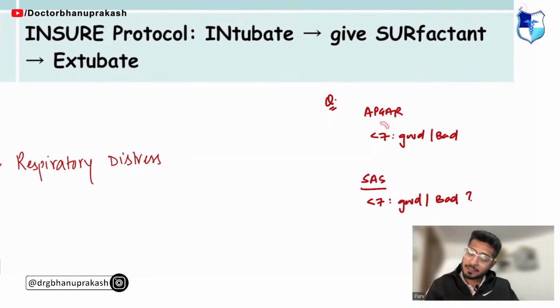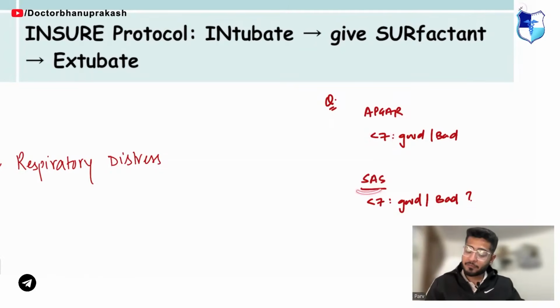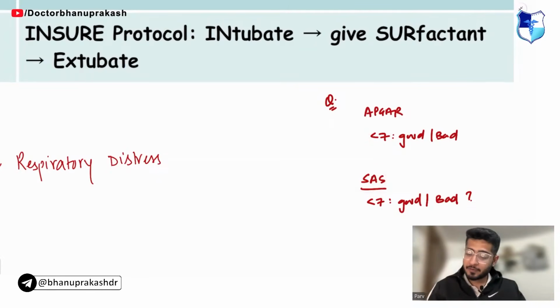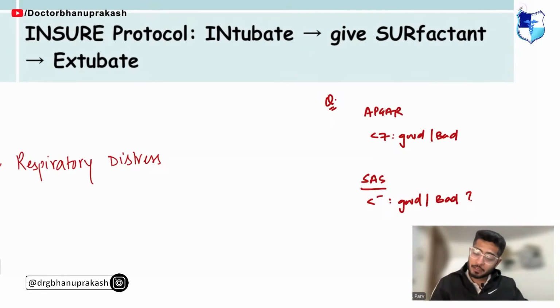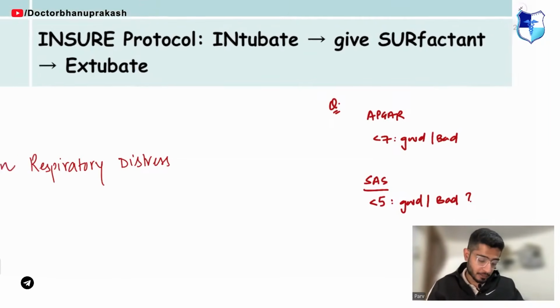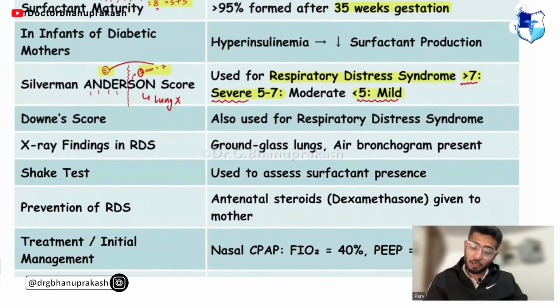If the APGAR score is less than 7, it is bad. Even if the Silverman-Andersen score is less than 5, it is also bad. So this you have to understand. Okay, coming on to Downey score.